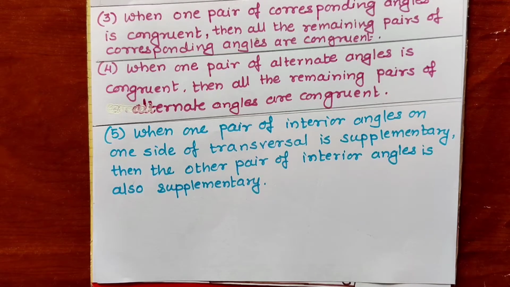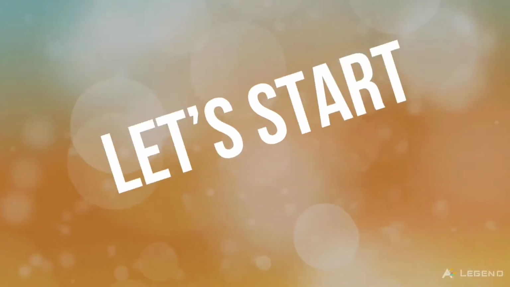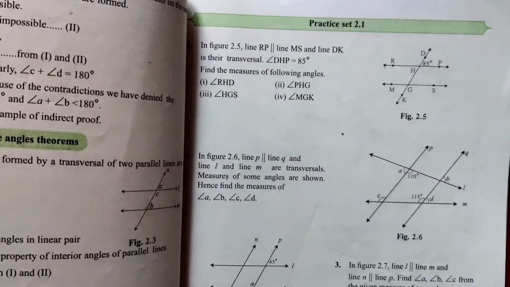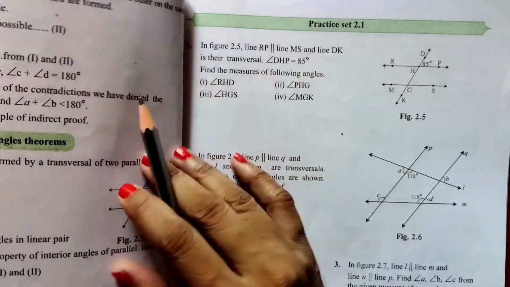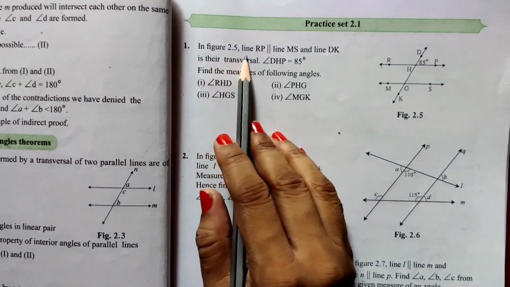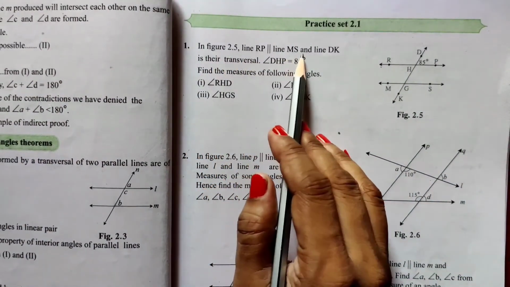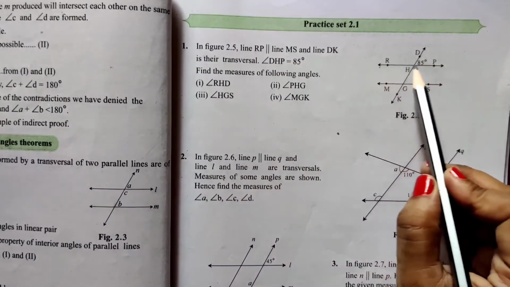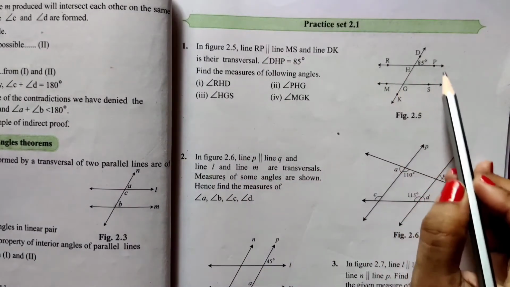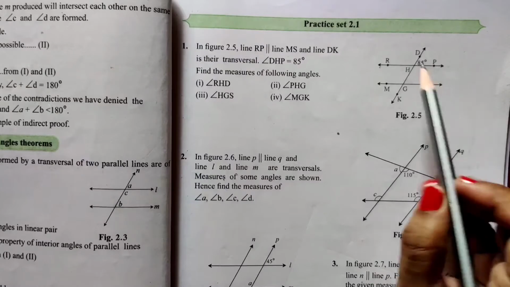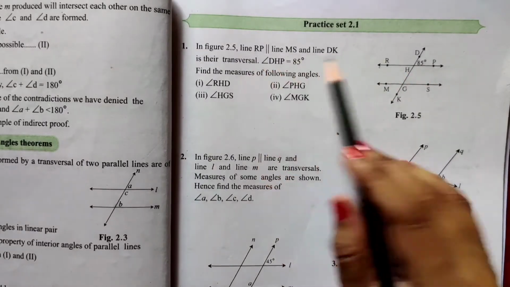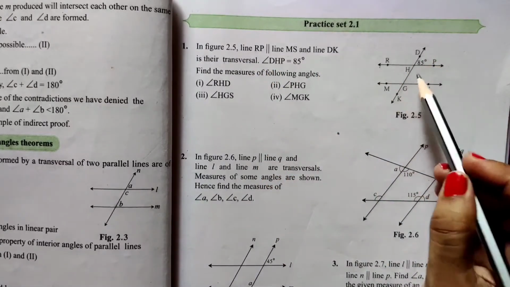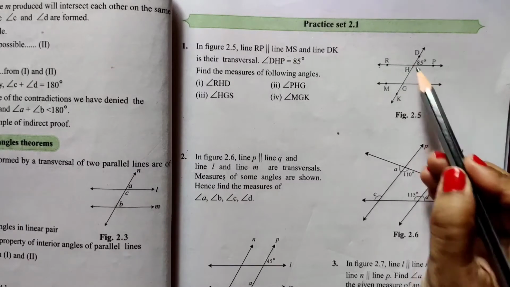So let us solve the sums. Now let's start practice set 2.1. Question number 1 is: in the figure, line RP is parallel to line MS. We can see this is line RP and this is line MS. These two lines are parallel to each other, and line DK is their transversal. We can see that DK is intersecting these two lines at point H and point G.